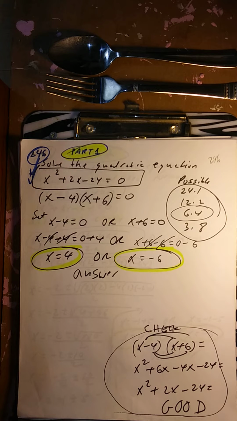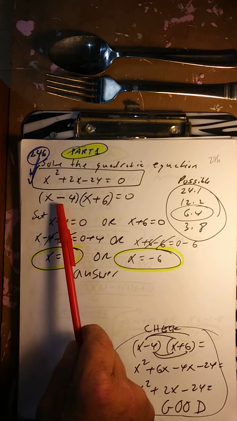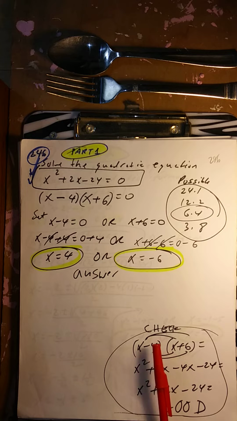Alright, solve the quadratic equation by factoring. So let's do that. 24, possible numbers. I said 6, 4. So I say x minus 6, x plus 4 works. Let's check this. Check, check, check.